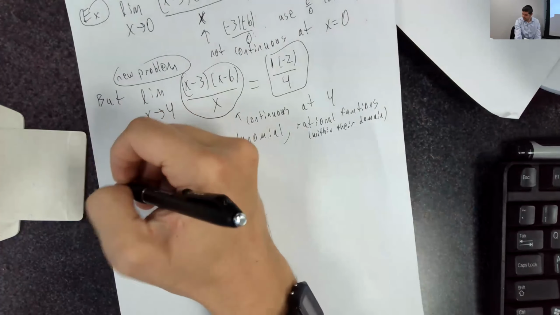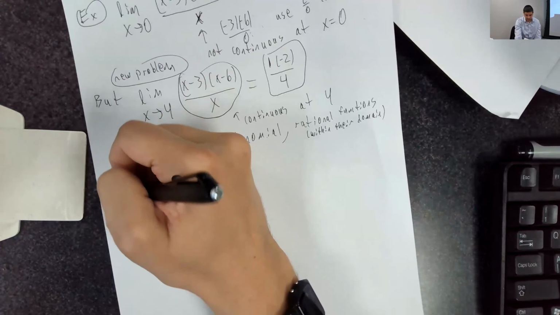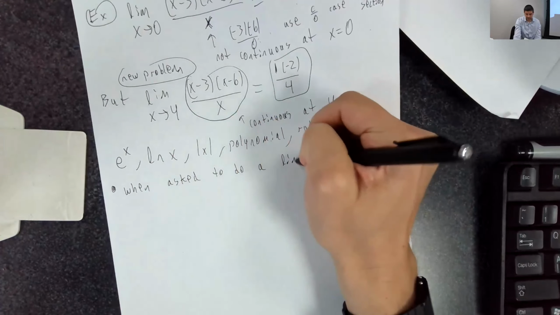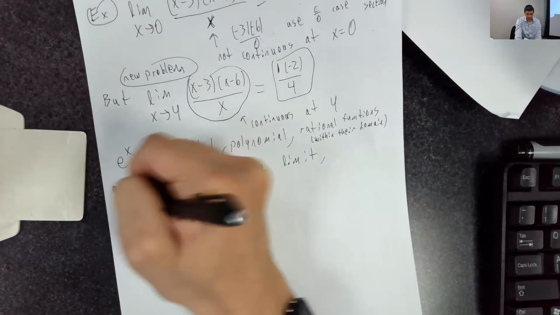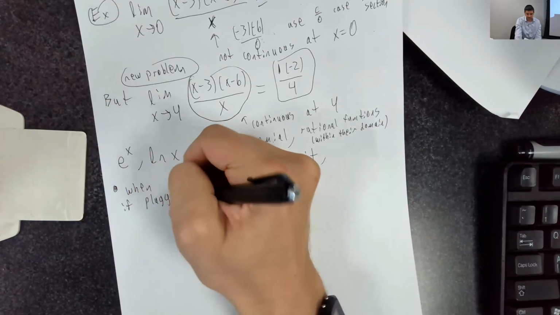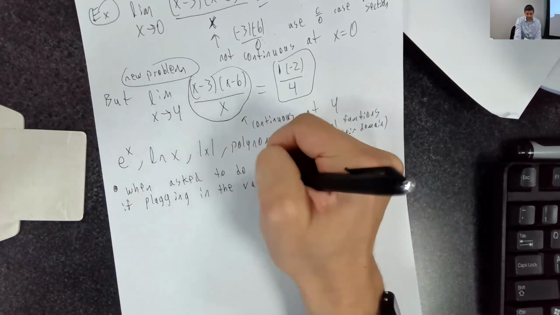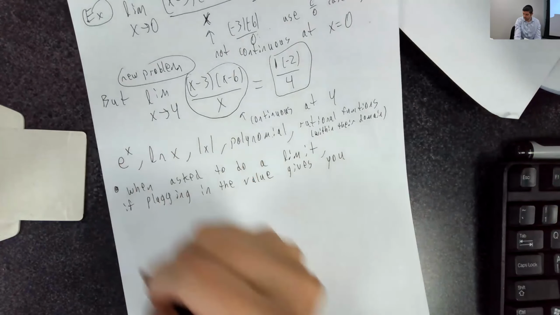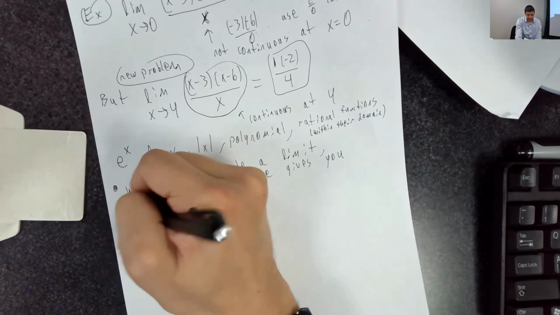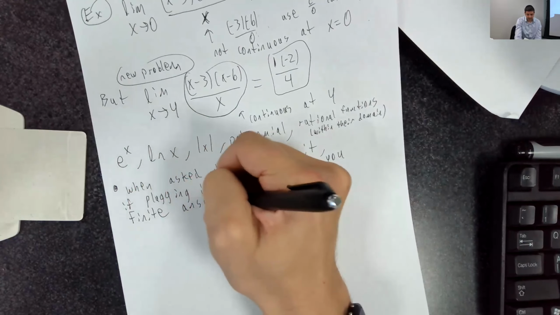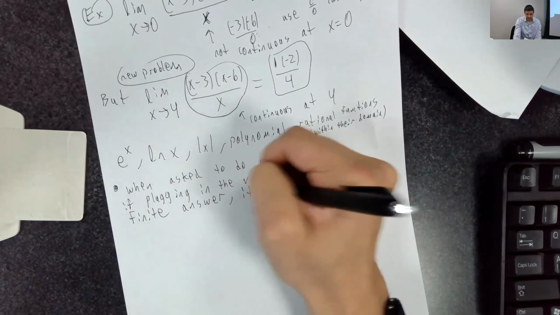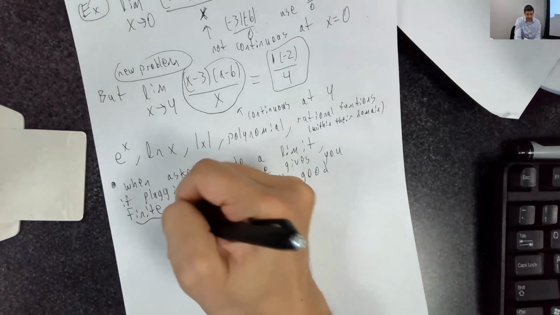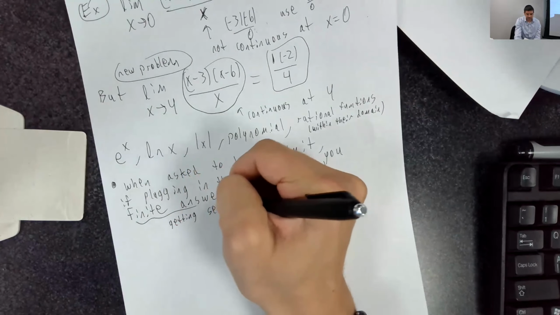Okay, so I'll even write that down. When asked to do a limit, if plugging in the value gives you a finite answer, I guess it's all good. Then it's all good, as long as you're getting a number. Finite answer means getting a sensical number.